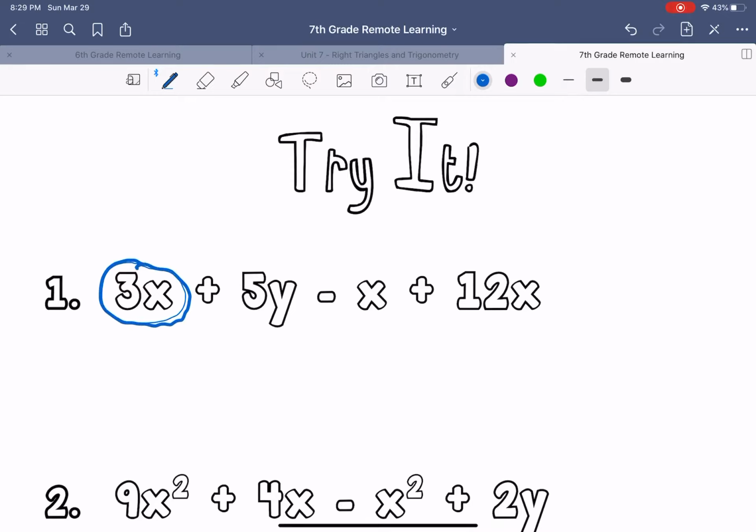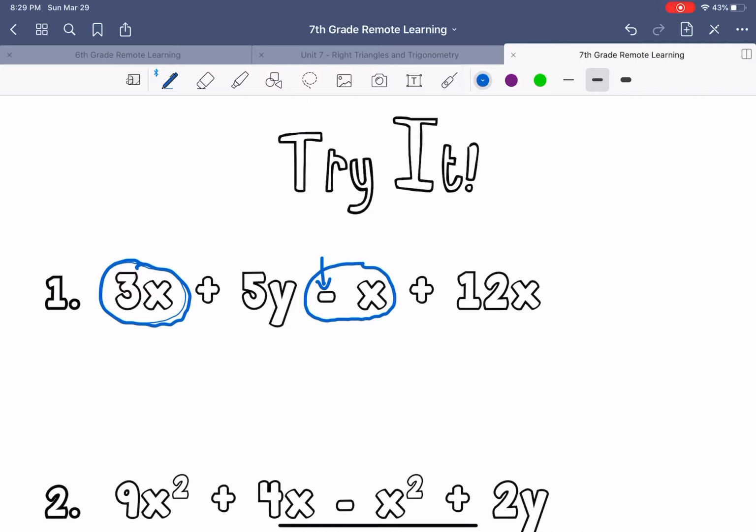My 3x in blue. And I want to find other x's, so other like terms. I see a minus x right here. And notice that I'm also circling the operation so I don't lose it. That's a common mistake that students make, is that they just circle the x and they forget that there's a minus in front of it.